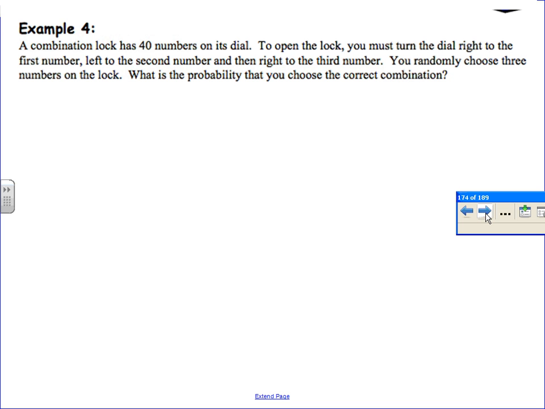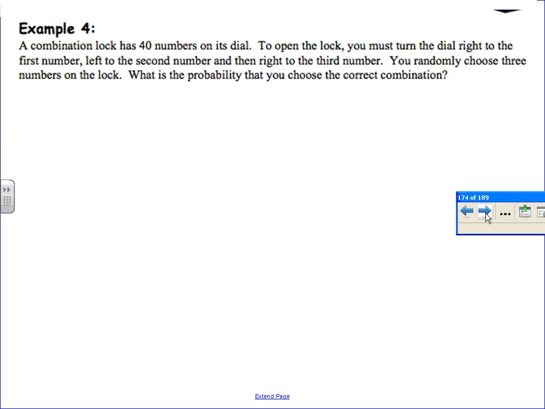Okay, example 4. A combination lock has 40 numbers on its dial. To open the lock, you must turn the dial to the right to the first number, left to the second number, and then right to the third number. You randomly choose 3 numbers on a lock. What is the probability that you choose the correct combination?